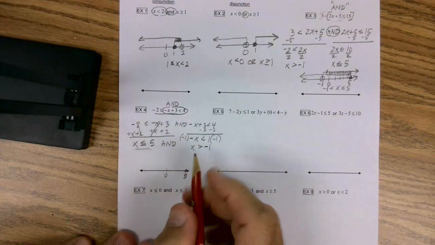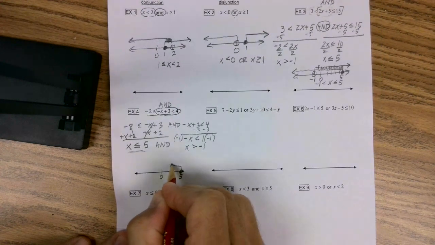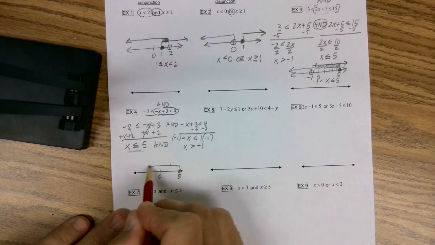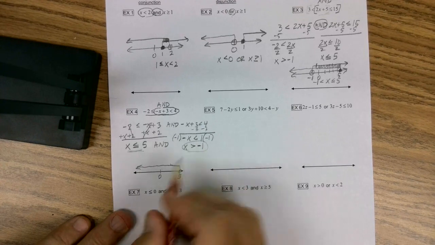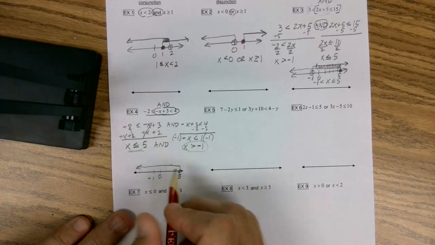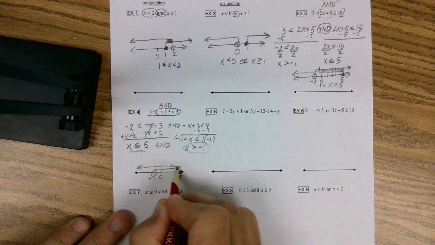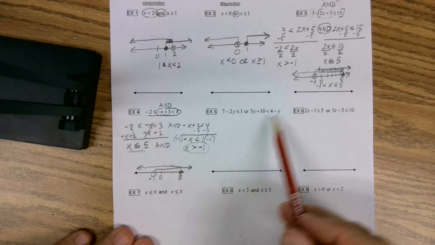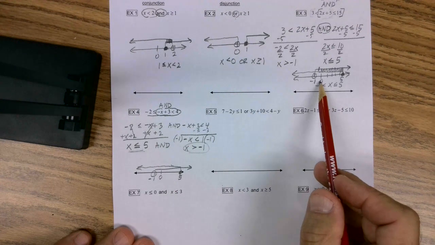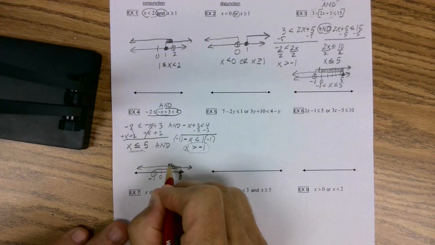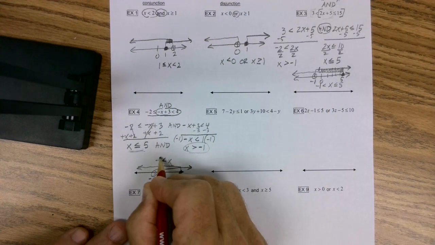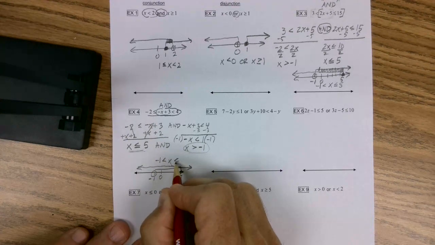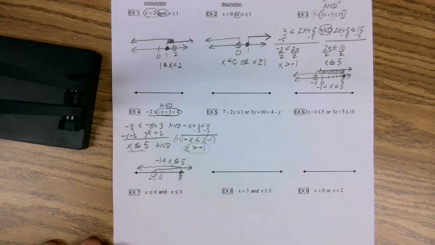This says x is less than or equal to 5, so it's a filled in circle, sorry, to the left. This says x is greater than negative 1. My negative 1's down there. Open circle to the right. Okay, so once again, we have this situation, which looks a lot like this one, isn't it? So our answer is x can be greater than negative 1 and less than or equal to 5.